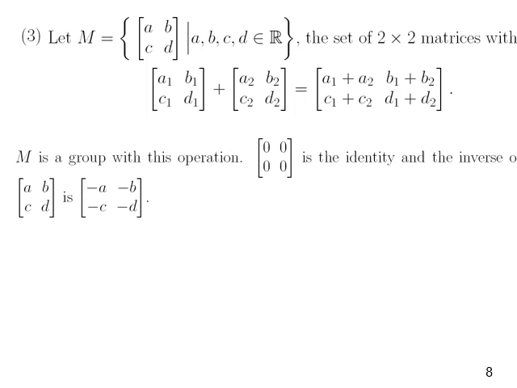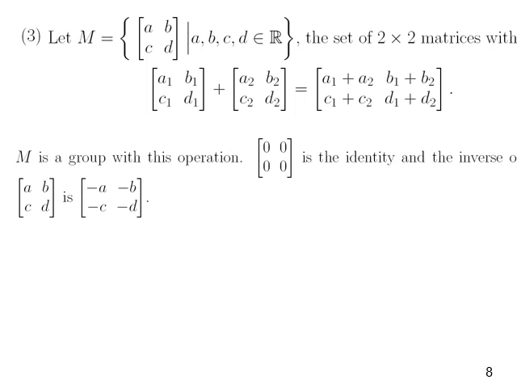Let M be the set of square matrices of 2 rows and 2 columns, where the elements are real numbers. The binary operation of addition, if we take 2 elements of this set, is given by this equation.